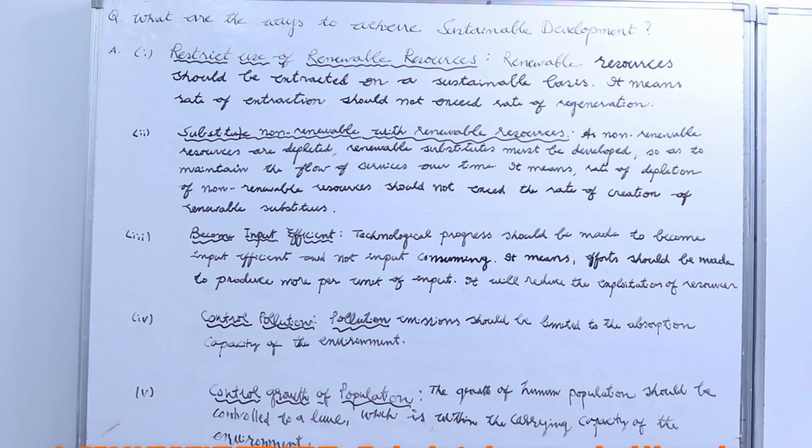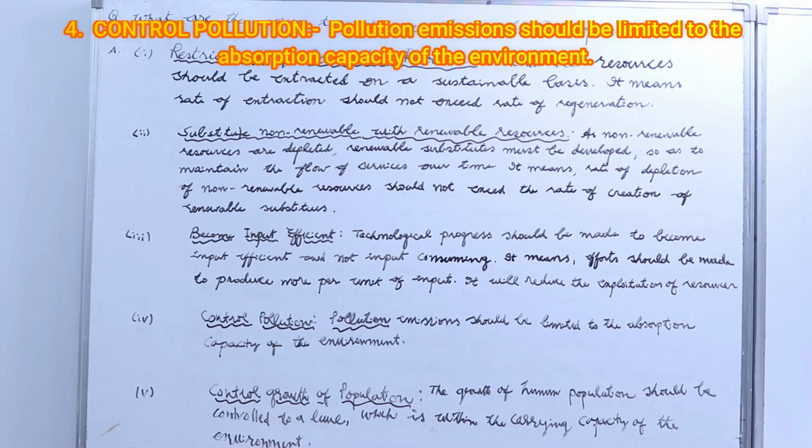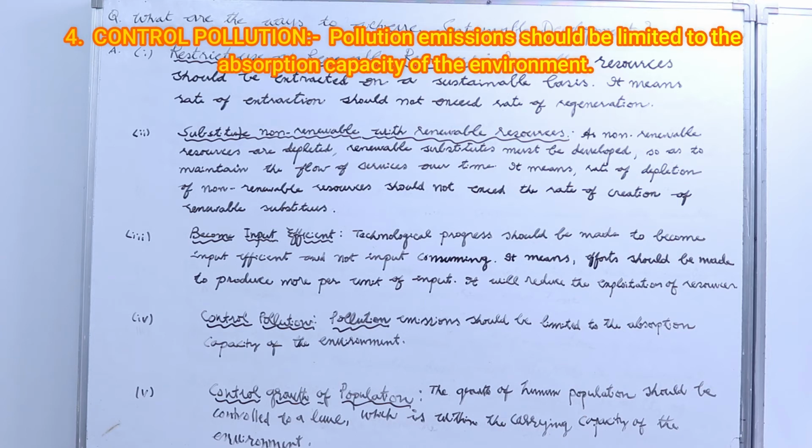And control pollution. We already know we pollute the atmosphere: air pollution, water pollution, noise pollution. Emissions should be limited to the absorption capacity of the environment. Of course, the environment, as we discussed earlier, has some capacity to absorb all kinds of pollution, maybe water pollution, air pollution, or noise pollution, but if you go beyond the absorption capacity of the environment, that's quite dangerous. The future generations will suffer.